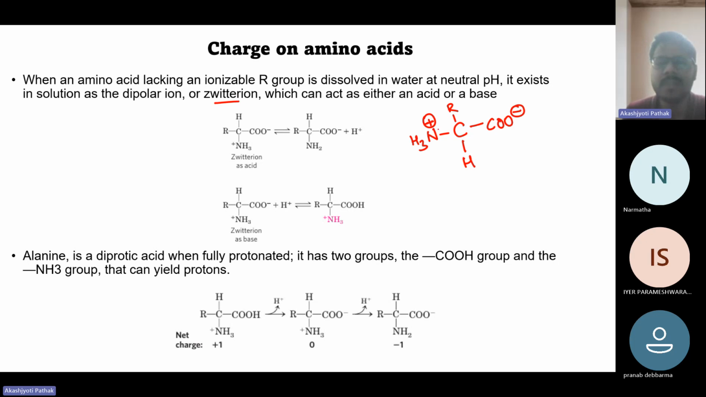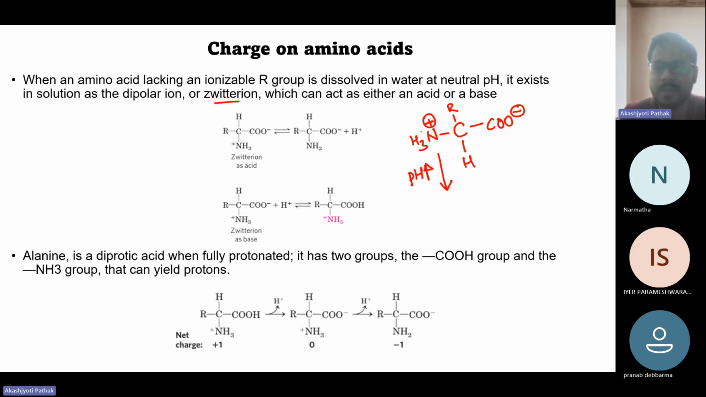So what is a Zwitter ion? Zwitter ion means dipolar ion, means it will have both the positive charge and negative charge. Now a Zwitter ion can behave both as an acid and a base. Why is it so? Because what will happen if you increase the pH of the solution, if you keep on adding NaOH to the solution?